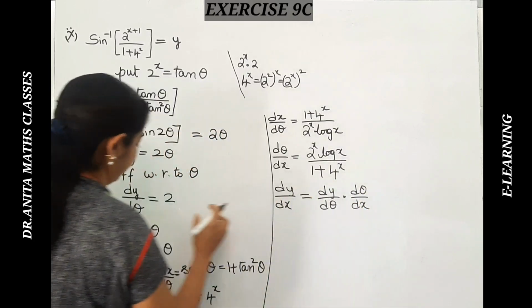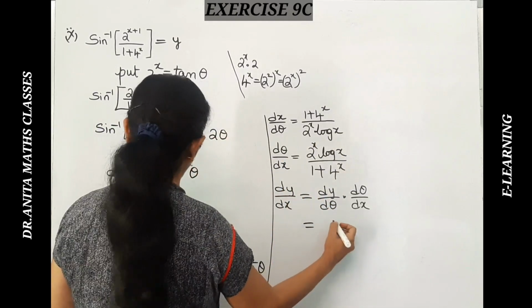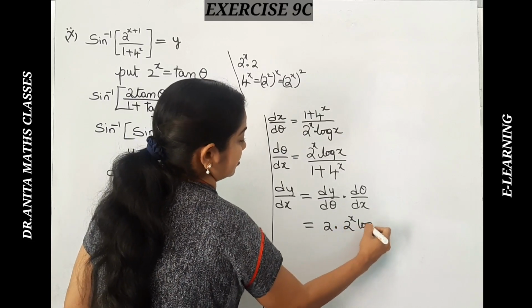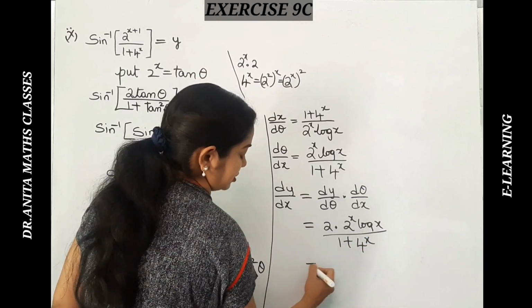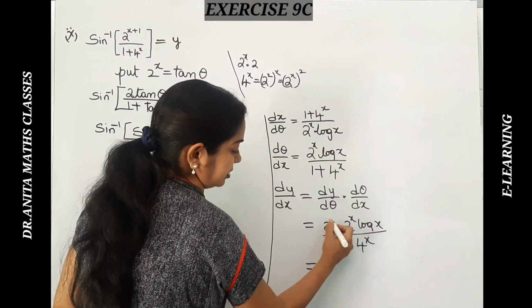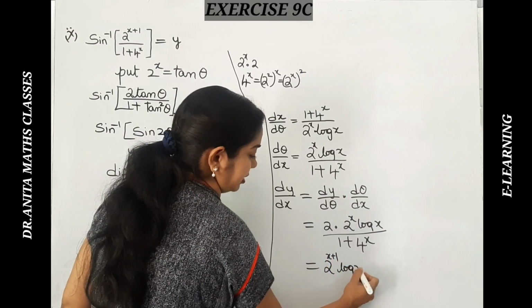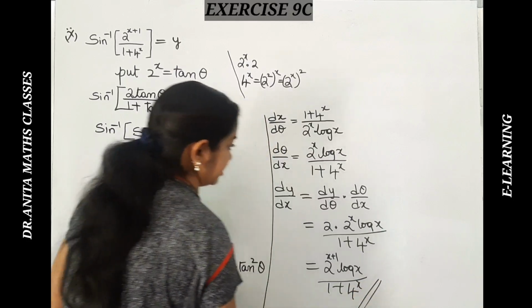So these two, I have this and this, just multiplication. So dy by d theta is 2 multiplied by 2x log x divided by 1 plus 4 raised to the power of x. So you can simplify here, this is 1. So 2x plus 1, you can take log x divided by 1 plus 4 raised to the power of x. This is the final answer. Pause it and note it down.